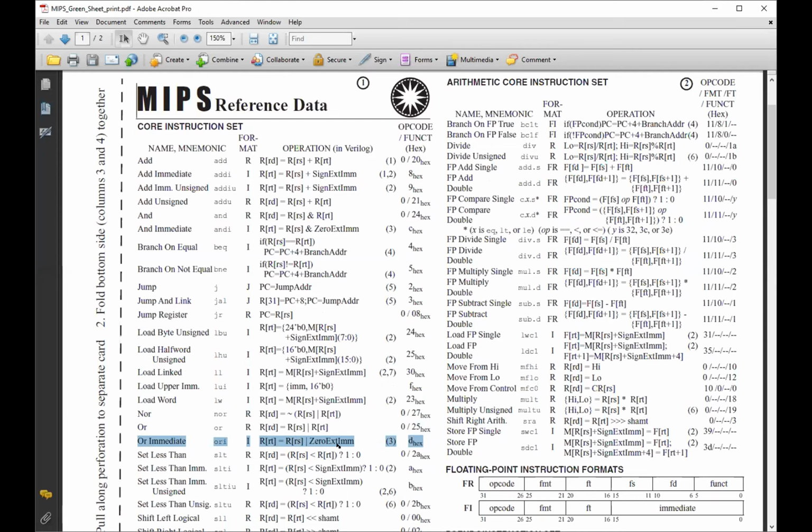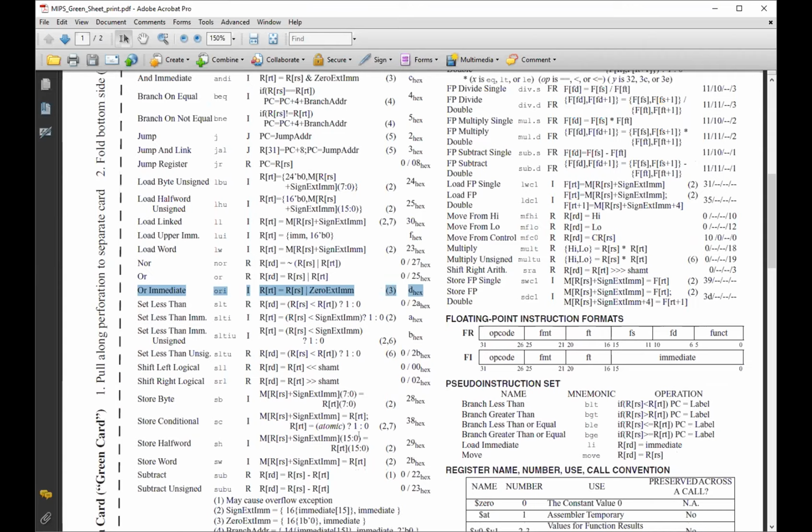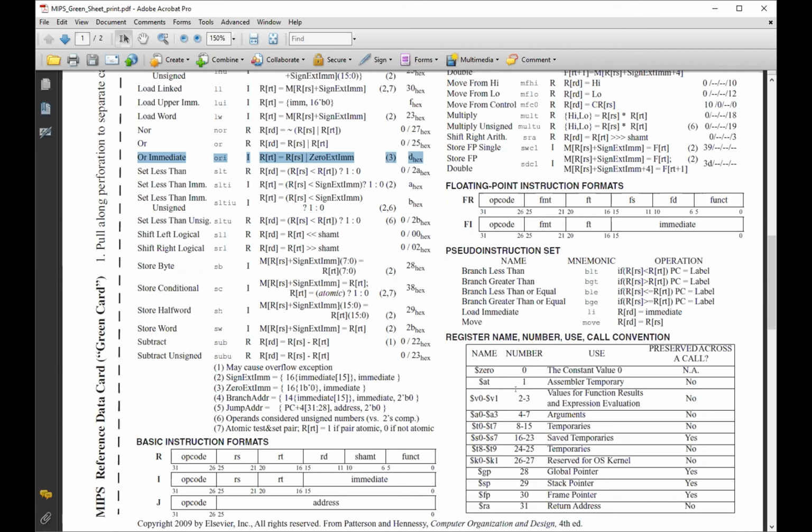Because again, the immediate is 16 bits, right? And we need 32 bits. So how do we make the value 32 bits? By adding zeros in front of it. So this is zero extension. And it saves the result into RT. From here, we can see which one is RS, which one is RT. And we have V0 and A1. V0 is register 2, A1 is register 5. So now we know how to translate the register values.